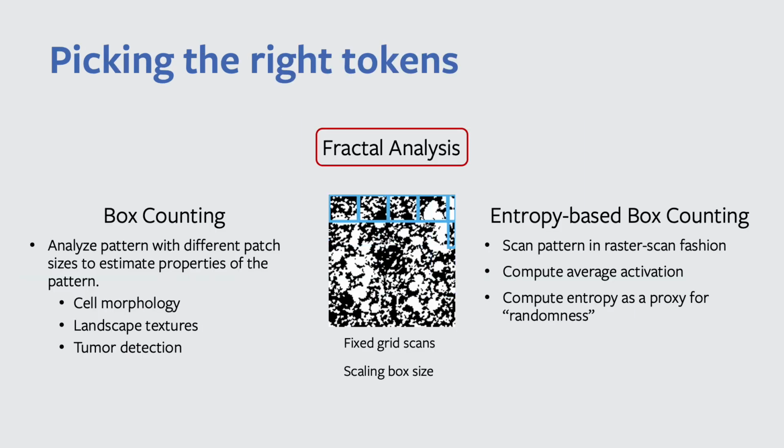How do we pick the right token? To pick the right token, we leverage a technique called box counting from fractal analysis, which analyzes a given pattern with different box sizes to estimate some desired property. In the case of MOST, the desired property is entropy. The idea being, lower the entropy of a similarity map, higher the chances of it belonging to a foreground token.